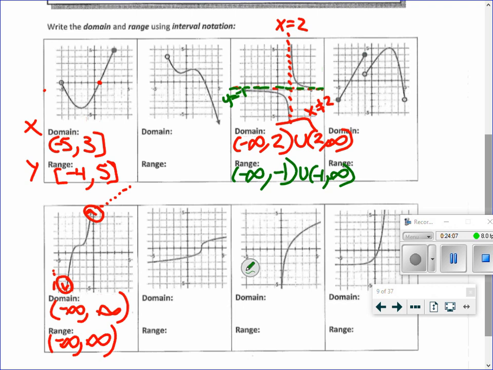We'll do this one next here together, and then you guys can do the rest of that page on your own. So, any questions before I keep going? All right, so our domain here for this graph.